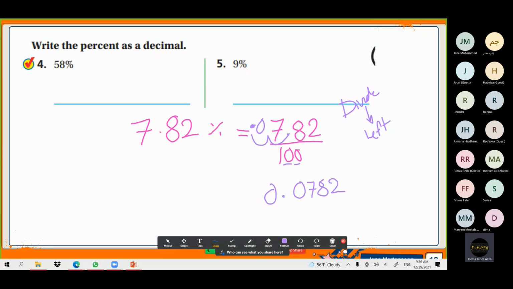Yes, teacher, but why this time did we go to the left? I hate left. But you have no choice. When you divide, you have to go to the left. You must go to the left because you divide. So teacher, if we had not 100 but 1,000, we have to go not 2, we have to go 3 times to the left? Yes.